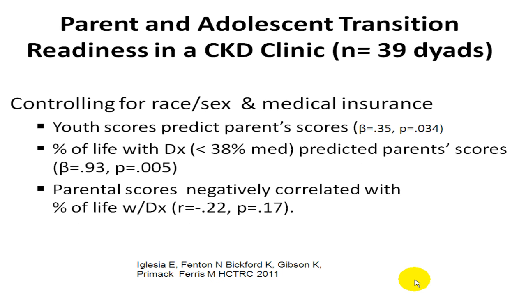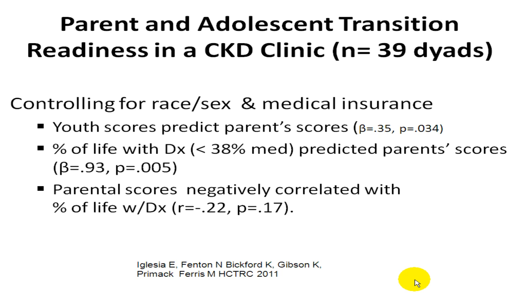And when we control for race, sex, and medical insurance, we learned that the youth scores can predict the parent scores. We adjusted and put everybody on the same playing field. If we adjust for percentage of life with the diagnosis, about 38, and that's the median, percentage of life with the disease predicted the parent scores.